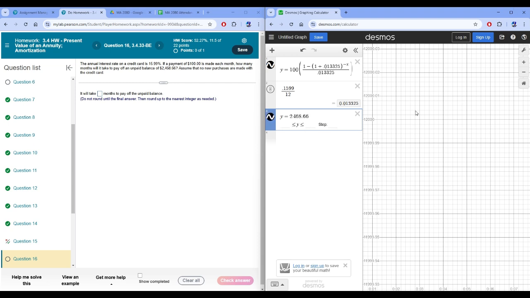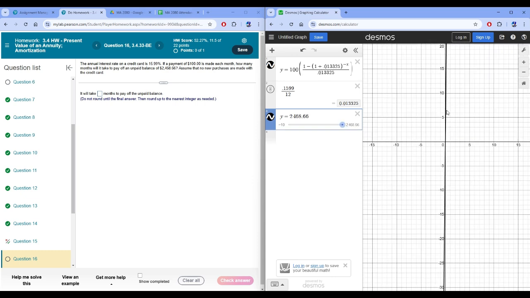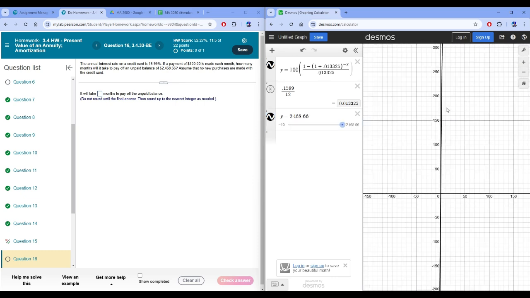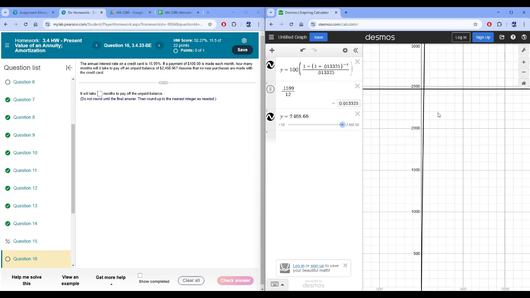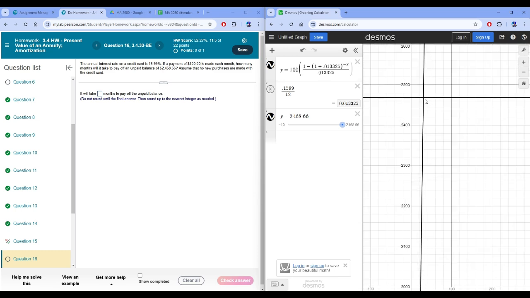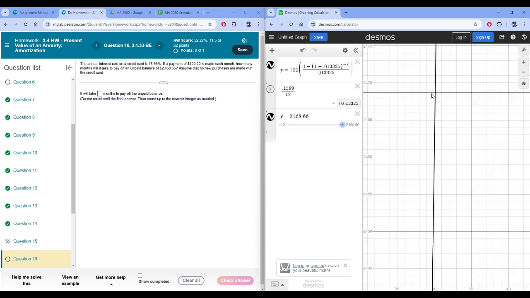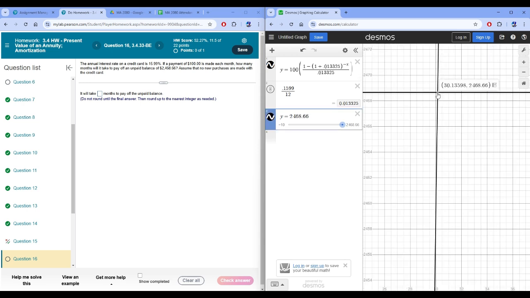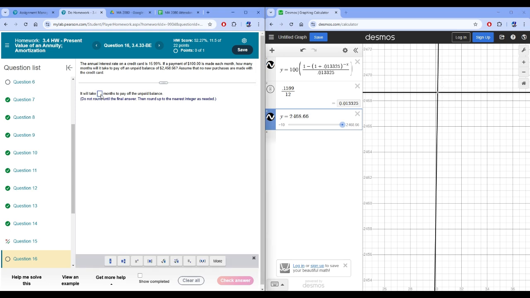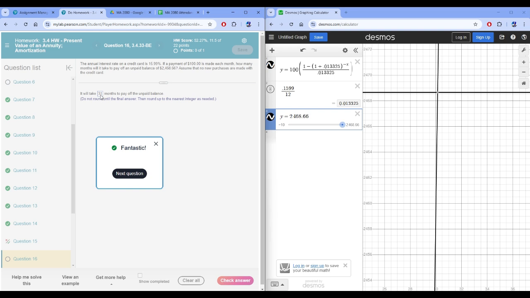$2,468.66. Go back to home, zoom out until we see this 2,000, and I'm looking for this intersection. 30.31 months. Cool.